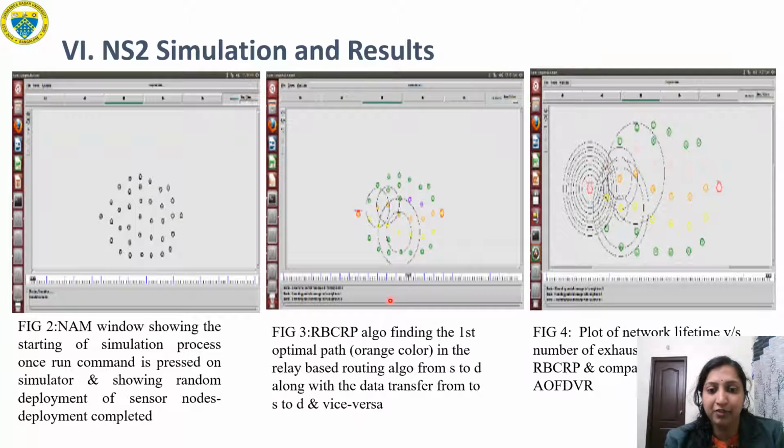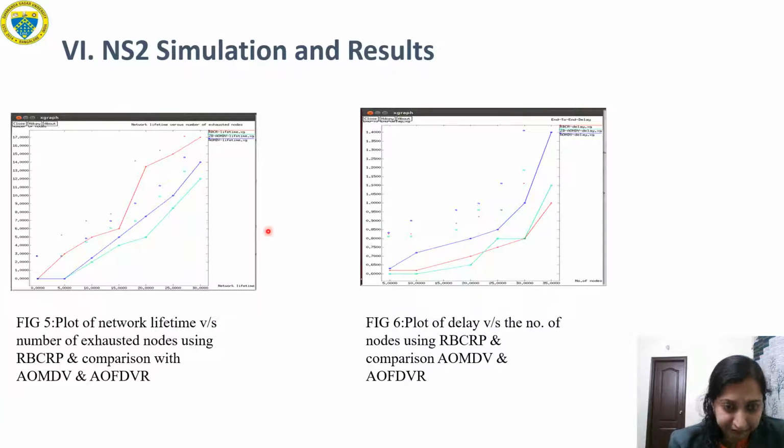The next figure is for the RBCRP algorithm that we have proposed. We have seen that this orange path, which is for our proposed technique, is the shortest path from the source to destination and vice versa. Further, the plot of network lifetime is also drawn along with the number of exhausted nodes. We can see that most of the nodes get exhausted in the path when it is the AOMDV or the AFDR protocol, and for the proposed technique the network lifetime was more, which is depicted more clearly in the next slide.